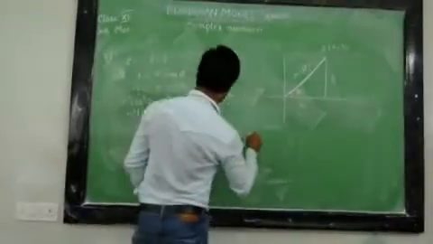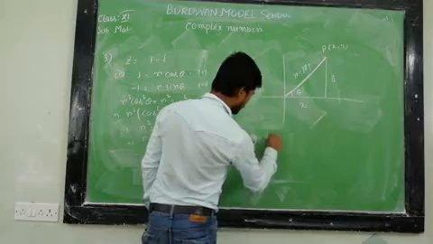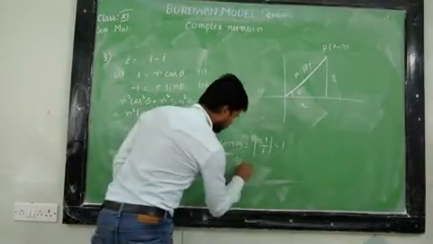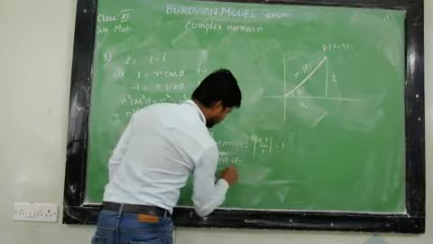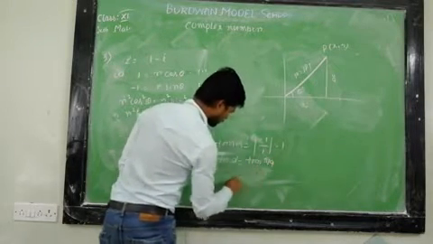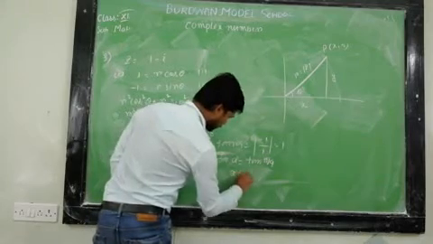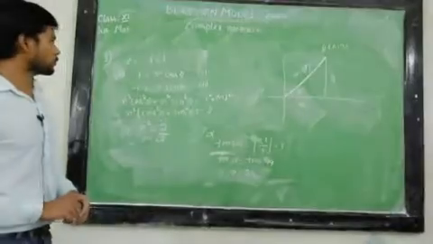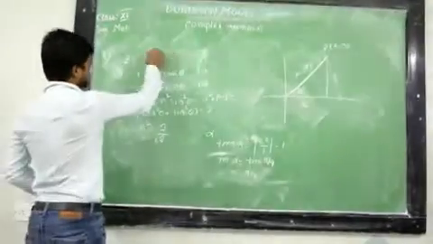So here b equal to minus 1, a equal to 1, so which is equal to 1. Means tan alpha equal to 1, means tan pi by 4. That means alpha equal to pi by 4. So the value of alpha is now known. Now look at the point.